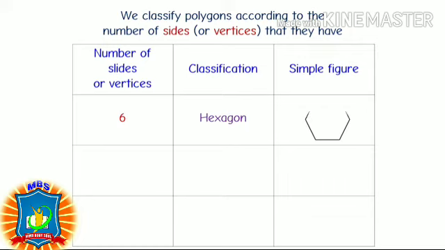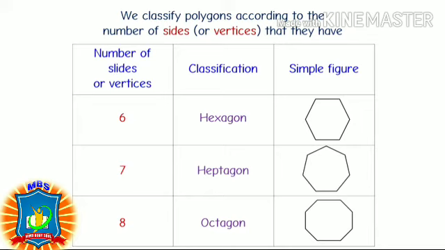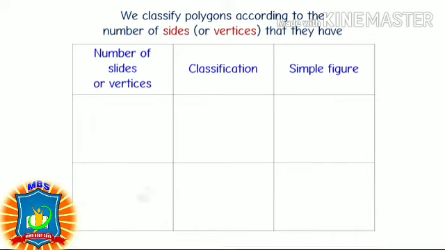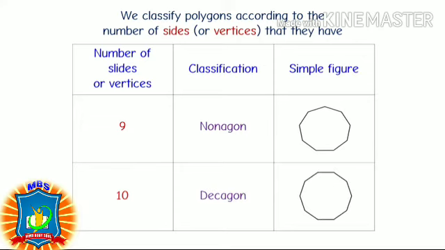The polygon which has six sides is known as a hexagon. A polygon having seven sides is known as a heptagon. A polygon having eight sides is known as an octagon. A polygon having nine sides is known as a nonagon. And the polygon having 10 sides is known as a decagon.